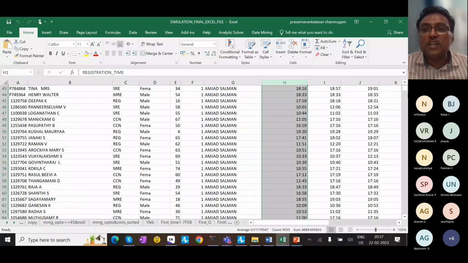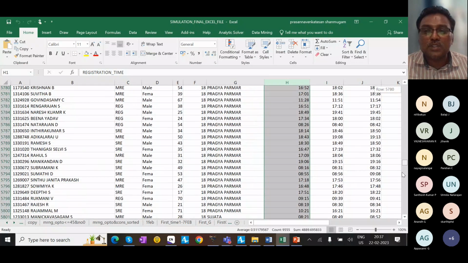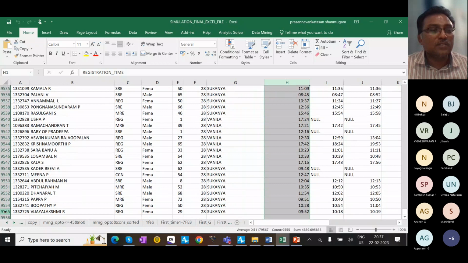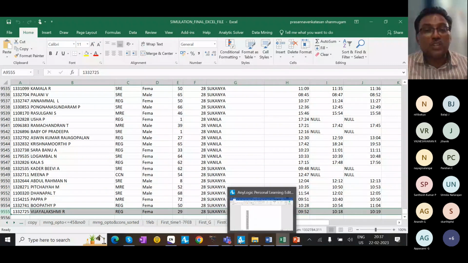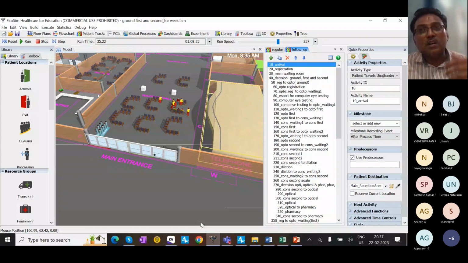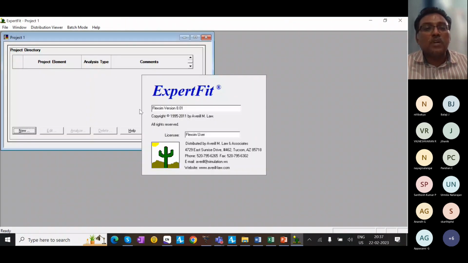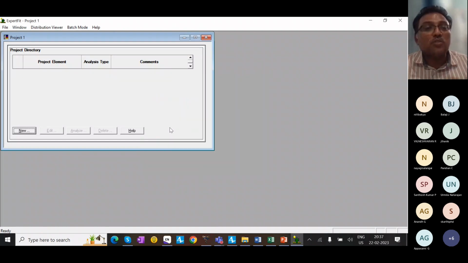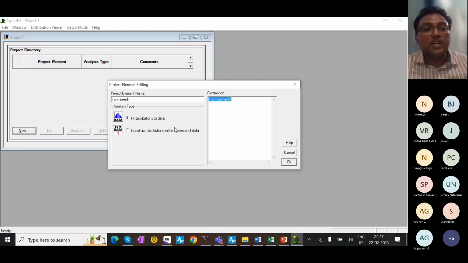We have data for around 10,000 patients, close to 10,000. With this data it is possible to model, for example, that out of the 10,000, 30% are from general consultation, 10% for glaucoma, 10% for retina, 20% for other. With this you can go to Expert Fit, and it will fit a distribution for your data. Anyway, you are going to learn it. Let me save this as your ATAL model 1.